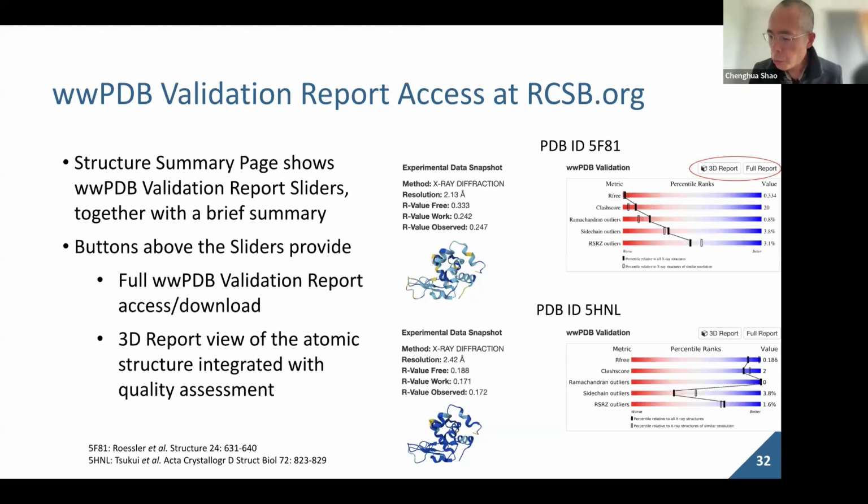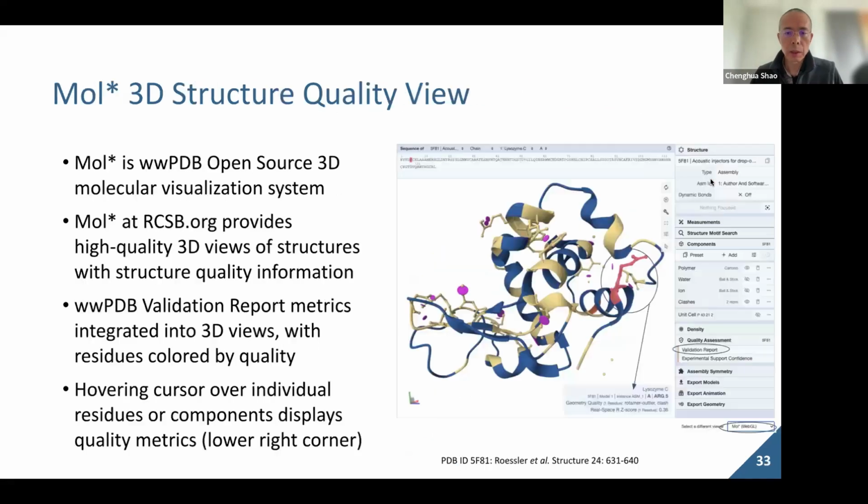First of all, users should get access to the report. When you research any PDB structure, the landing page is called structure summary page. And at this landing page, you can see an experimental data snapshot, which includes fundamentals of the method, resolution, R-free, etc. By it is the validation slider. And above slider, you see the button that you can download the full report. You also see a button that you can review the structure in 3D based on the validation report, as you can see here.